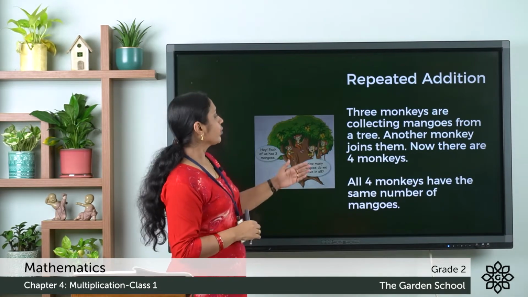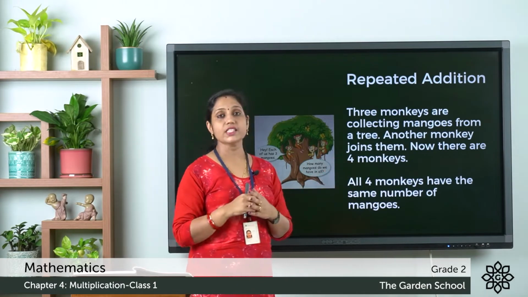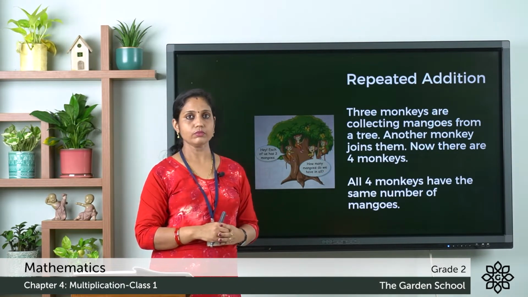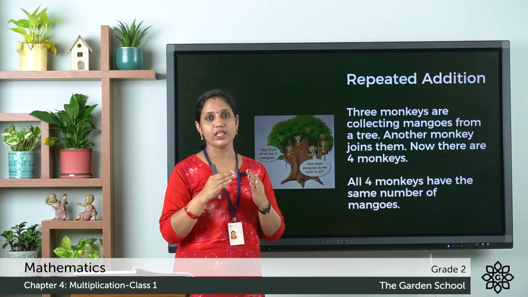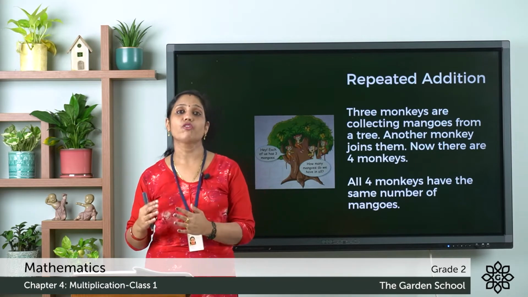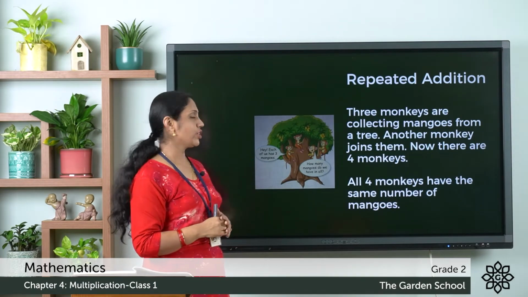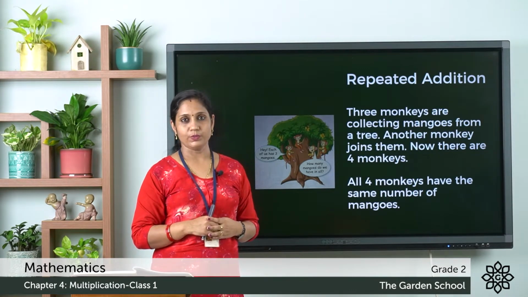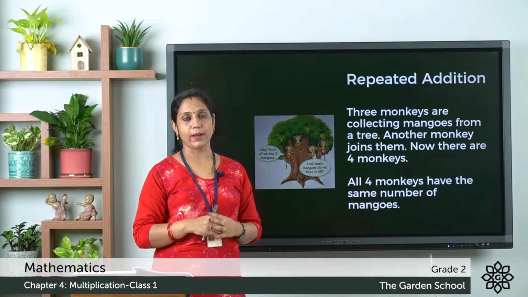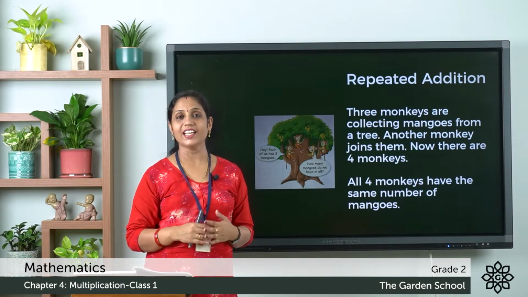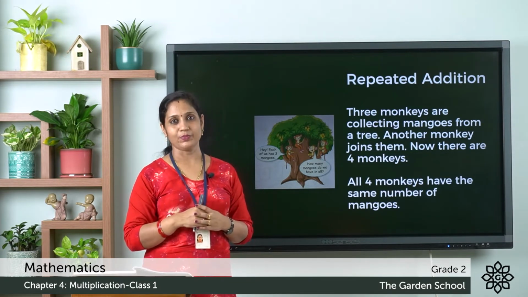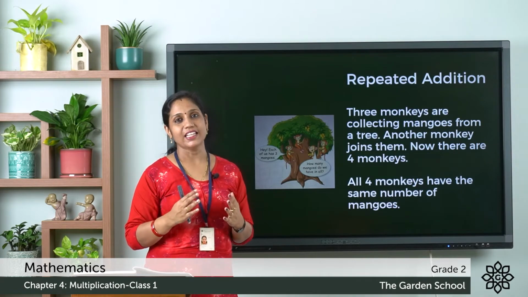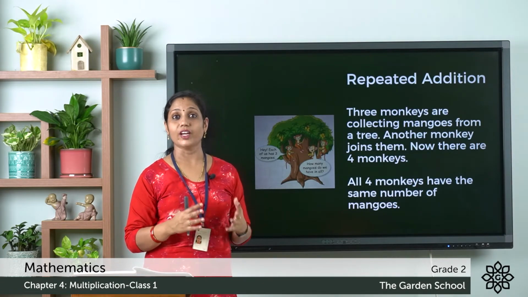Now we have to see all 4 monkeys have the same number of mangoes. So mangoes are equally distributed among these 4 monkeys. So here in this picture you can see, each of us has 3 mangoes. So one monkey has 3 mangoes. How many monkeys are there? There are 4 monkeys and each one has 3 mangoes. Now we have to find out the total.